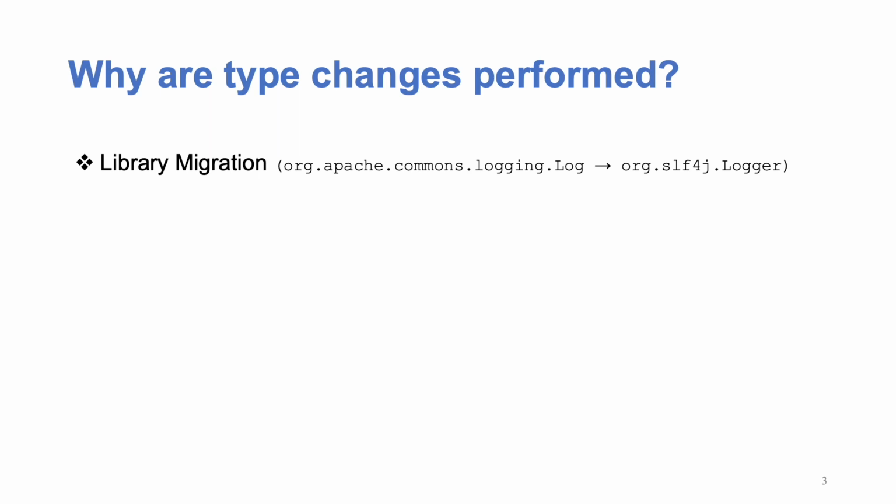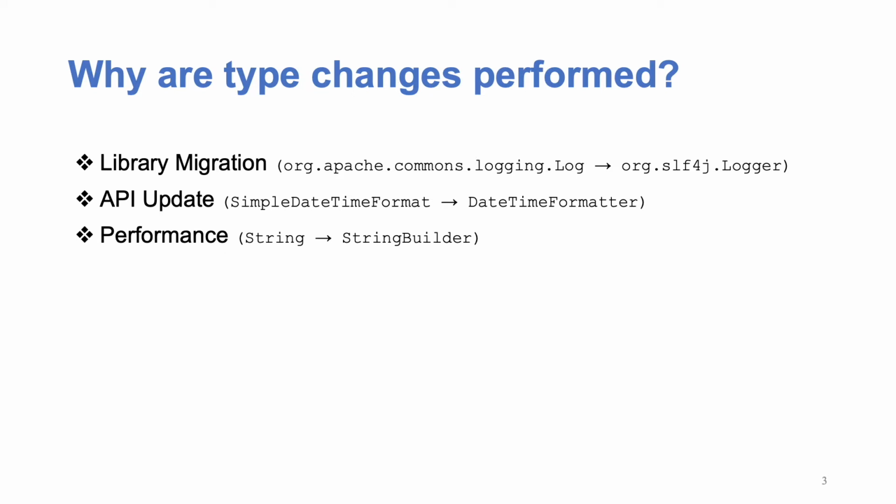There are many reasons to perform a type change. Let's say a developer wants to migrate their logging infrastructure from Apache Commons Log to SLF4J logger, or you want to perform an API update like I showed in the previous slide. Maybe we want to improve the performance by adopting StringBuilder over String, or introduce abstraction by using List instead of ArrayList.